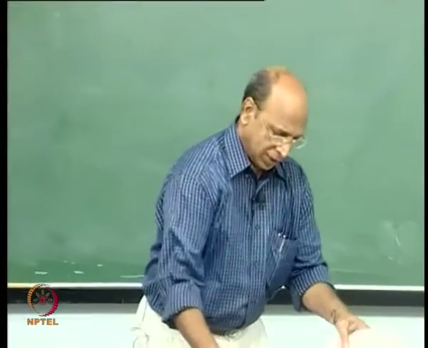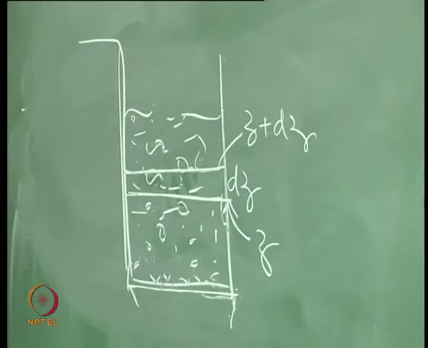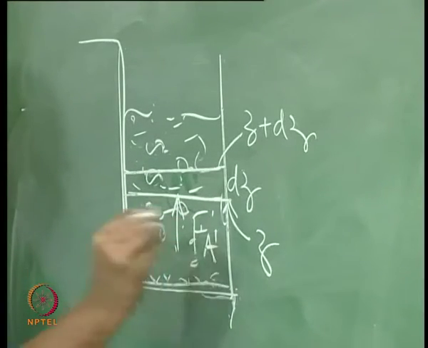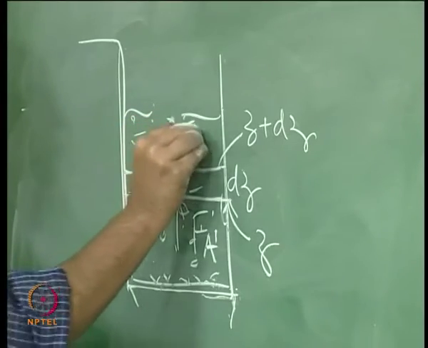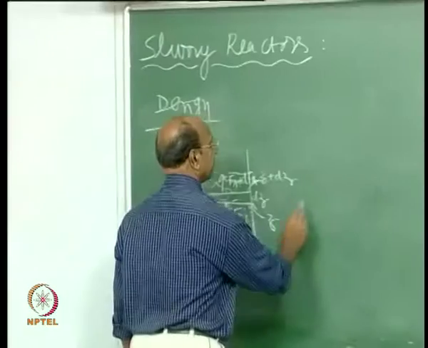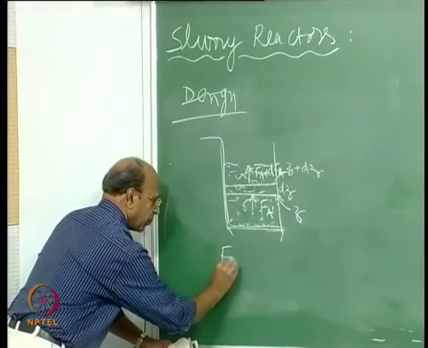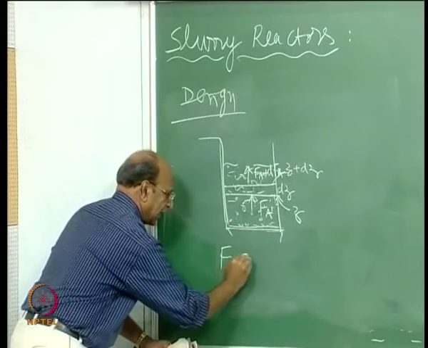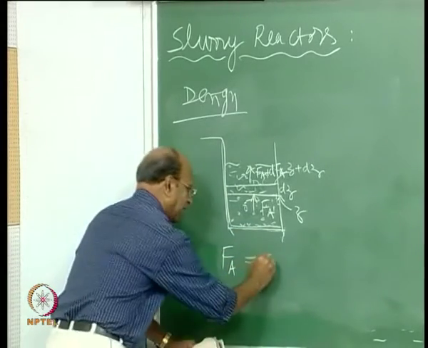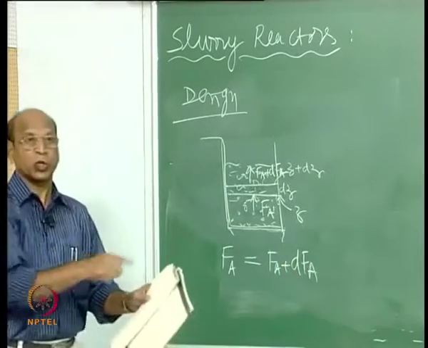So, in a simple manner, if I have cross sectional area A, then otherwise if I write in our normal plug flow fashion, ideal plug flow, F A plus d F A. Now, I have to write the material balance. Moles entering will be F A. That is input equal to output, F A plus d F A. Please remember it is moles per second all the time.